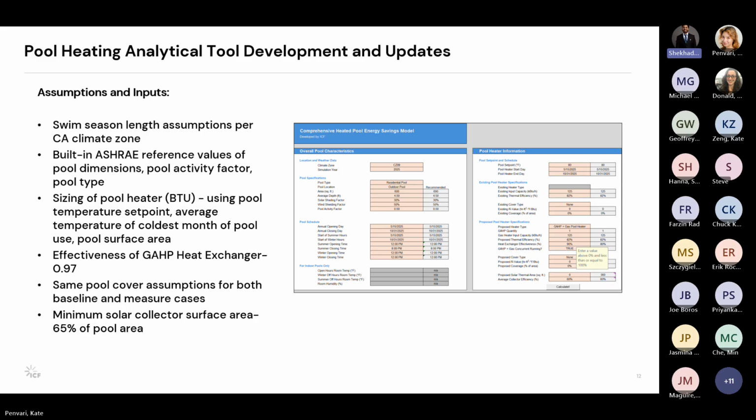And there are certain ASHRAE reference values which are used in heat transfer equations, which include solar shading factor, wind shielding factor, and activity factor. So those are also popped up based on the pool type selected. The DOE reference formula is used for sizing of pool heater, which is based on the average temperature of coldest month, set point, and surface area.